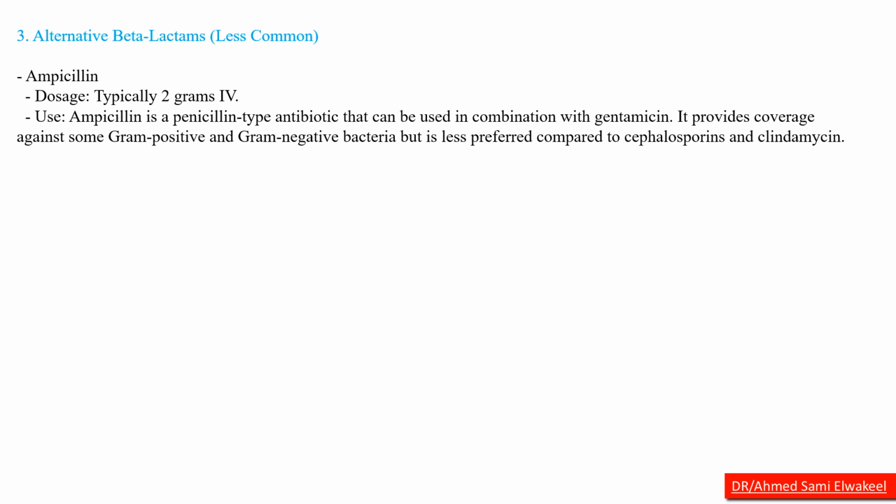The third alternative is alternative beta-lactams, which is less common, like ampicillin. Typically 2 gram IV, ampicillin is a penicillin-type antibiotic that can be used in combination with gentamicin. It provides coverage against some gram-positive and gram-negative bacteria, but is less preferred compared to cephalosporins and clindamycin.